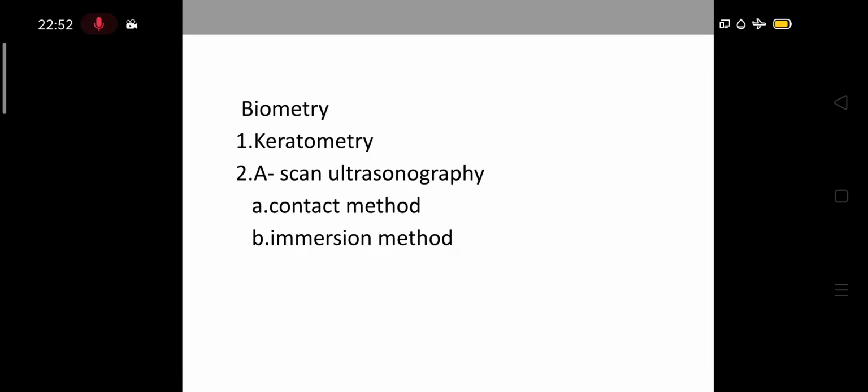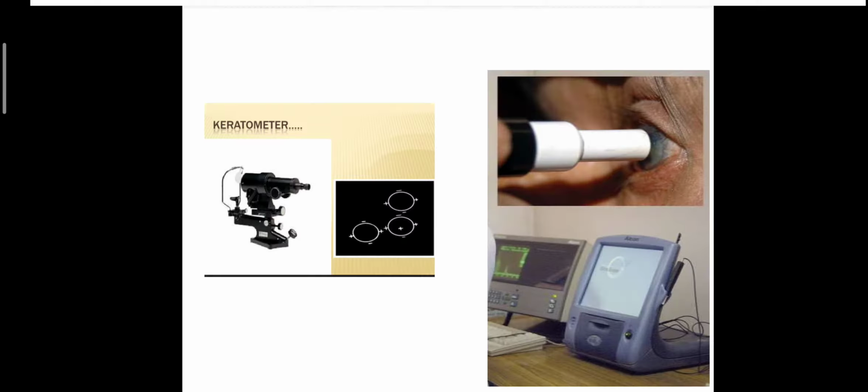And coming to biometry, biometry is performed to calculate the IOL power needed. So it includes both keratometry as well as A scan ultrasonography. A scan is basically done in two methods: one is the contact method and the other is the immersion method.